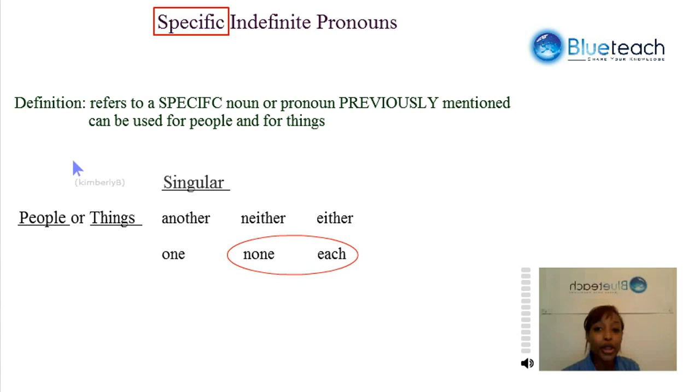In the last topic, we talked about specific indefinite pronouns and why we call them indefinite. We call them specific because they refer to a noun or pronoun that is previously mentioned in a conversation. Not necessarily in the same sentence, but in a conversation. But they're indefinite because they don't always refer to the same thing. They can be used for any noun or any pronoun, for a person or for a thing. Let's look a little bit more closely at examples of none and each and how we can use them.